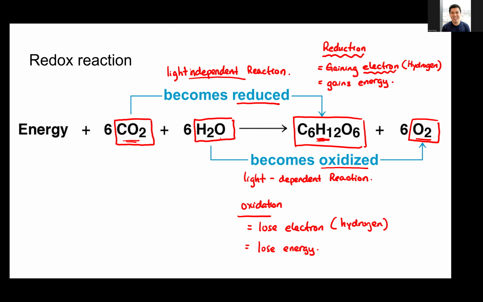So together, reduction and oxidation always go hand in hand, right? If inside a chemical reaction a compound undergoes reduction, the other compound will have to undergo oxidation. So the key term that you need to remember is which molecule is being reduced and through what process. CO2 is reduced to glucose through light-independent reaction, and water is being oxidized through the process of light-dependent reaction. Together, light-dependent reaction and light-independent reaction form the basis of photosynthesis.